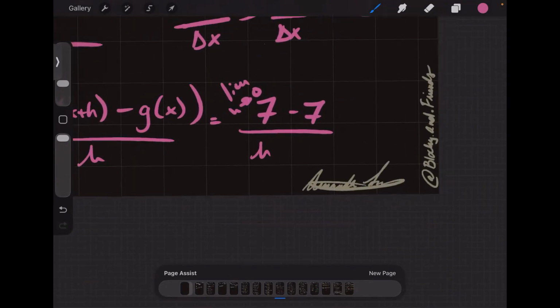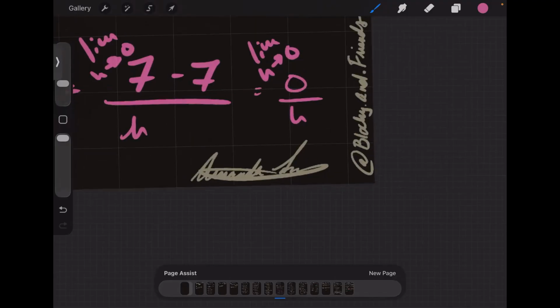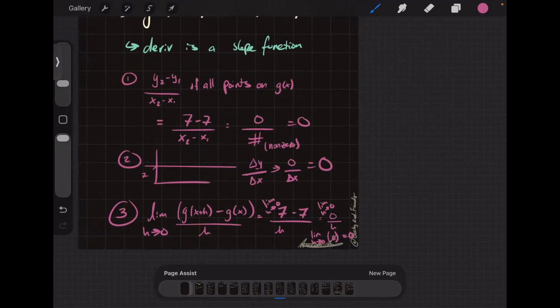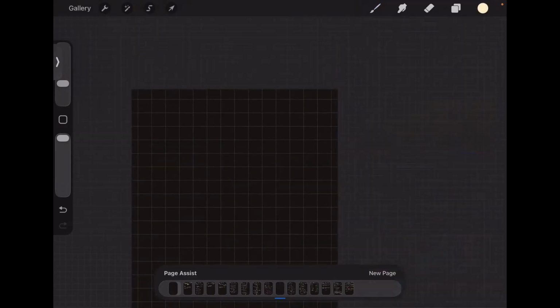Then all of a sudden, you get 0 over h. The limit as h approaches 0. 0 divided by any number is going to equal 0. So the limit as h approaches 0 of 0 is 0. Okay, not so bad, right? What we're going to cover now is the sum and difference rule.